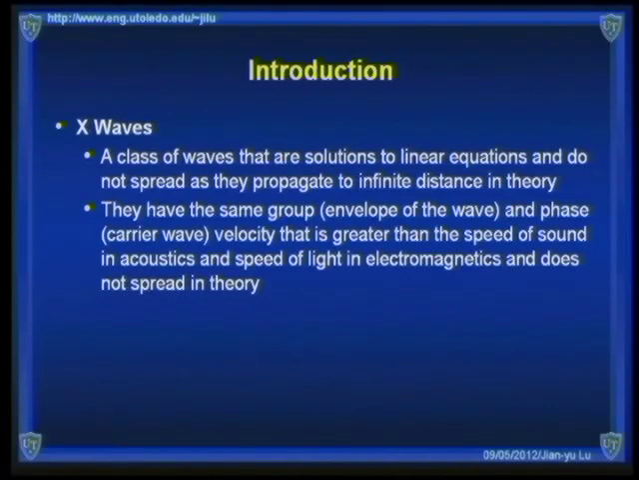So how was this started? First, we started with X waves. What are X waves? X waves are a class of waves that are solutions to linear equations and do not spread as they propagate to infinite distance, in theory. They have the same group velocity, which is the velocity of the envelope of the wave, and phase velocity, that is greater than the speed of sound or light. That's only in theory.